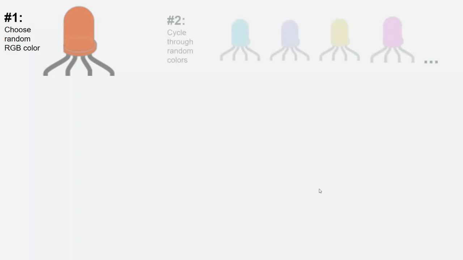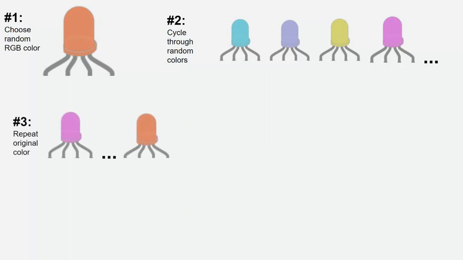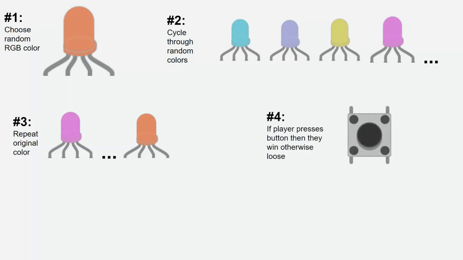Okay, so I kind of explained it already, but here's how the game works. First, the program is going to choose a random color, and then it's going to show you that color, and then cycle through completely other random colors for a given amount of time, which is also randomly chosen. After that point, it's going to repeat the original color. When it does this, what you need to try to do is press the button as quickly as possible once you see your original color repeat. It will not repeat in this sequence.